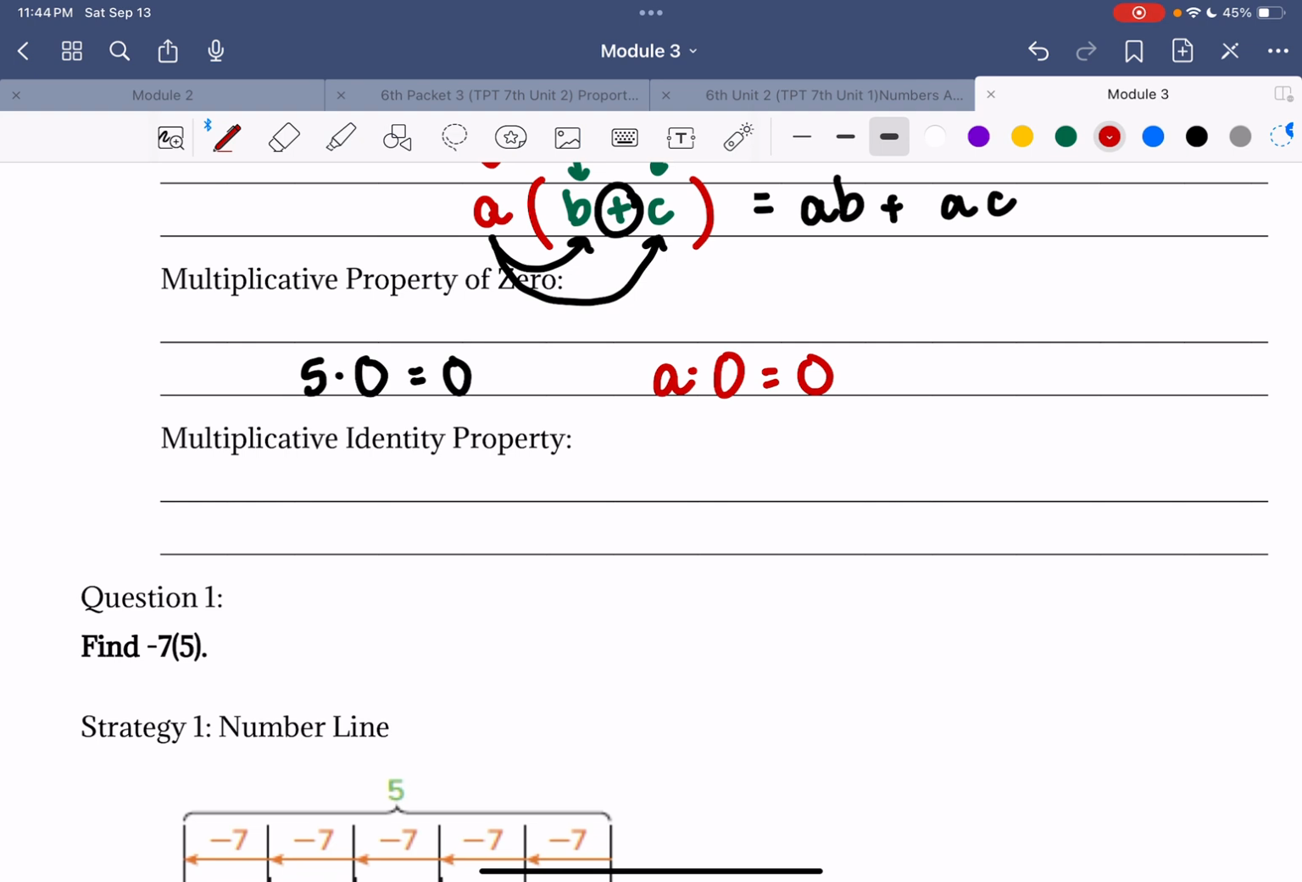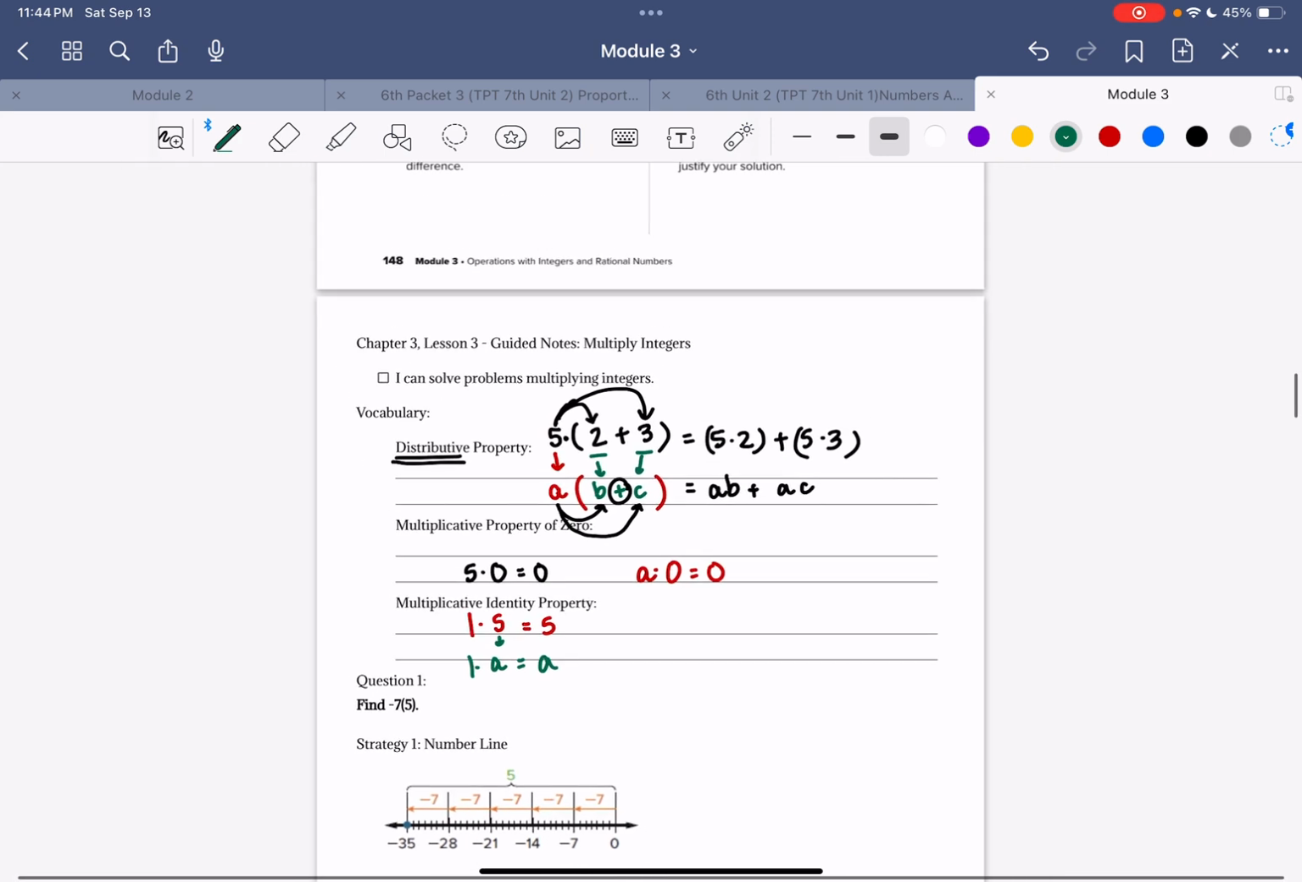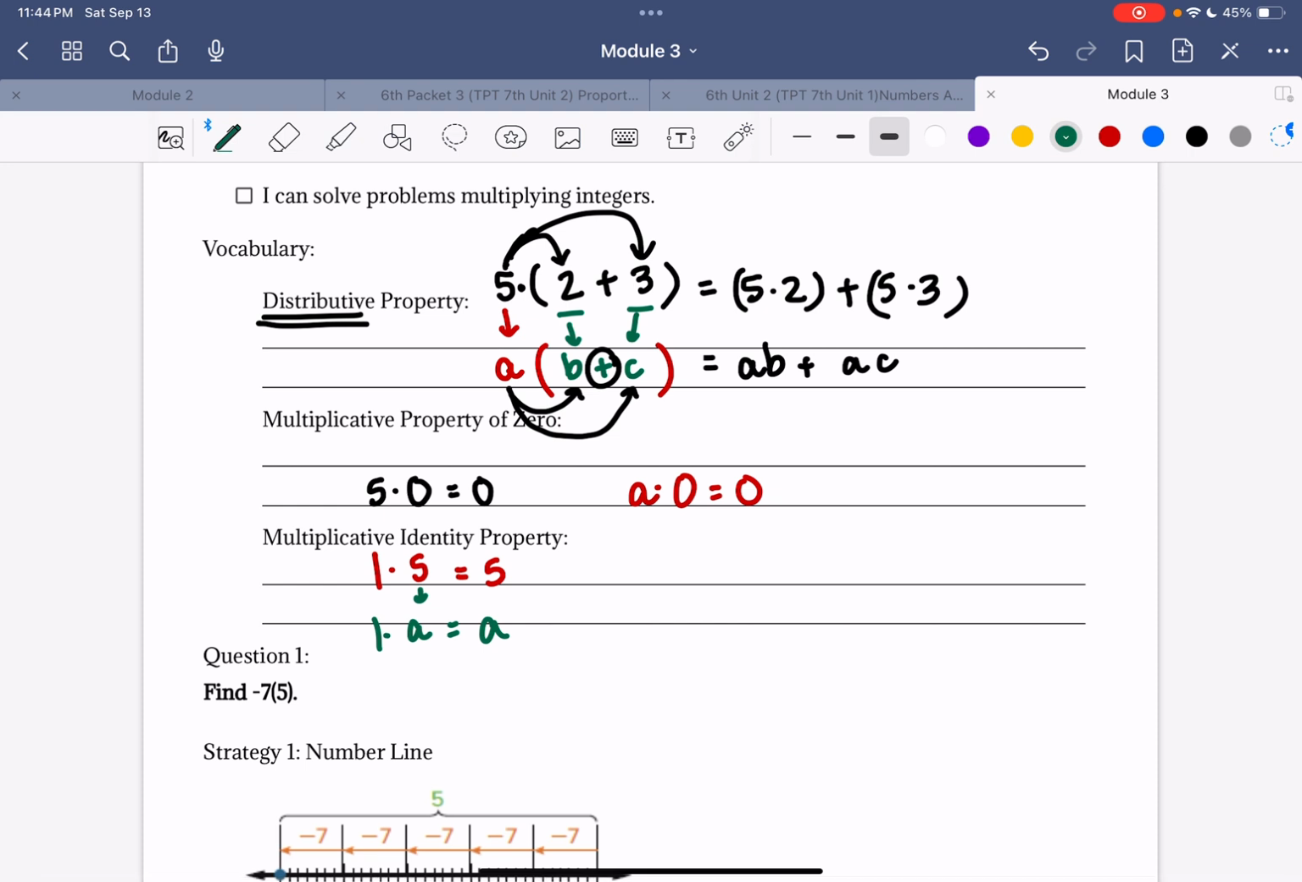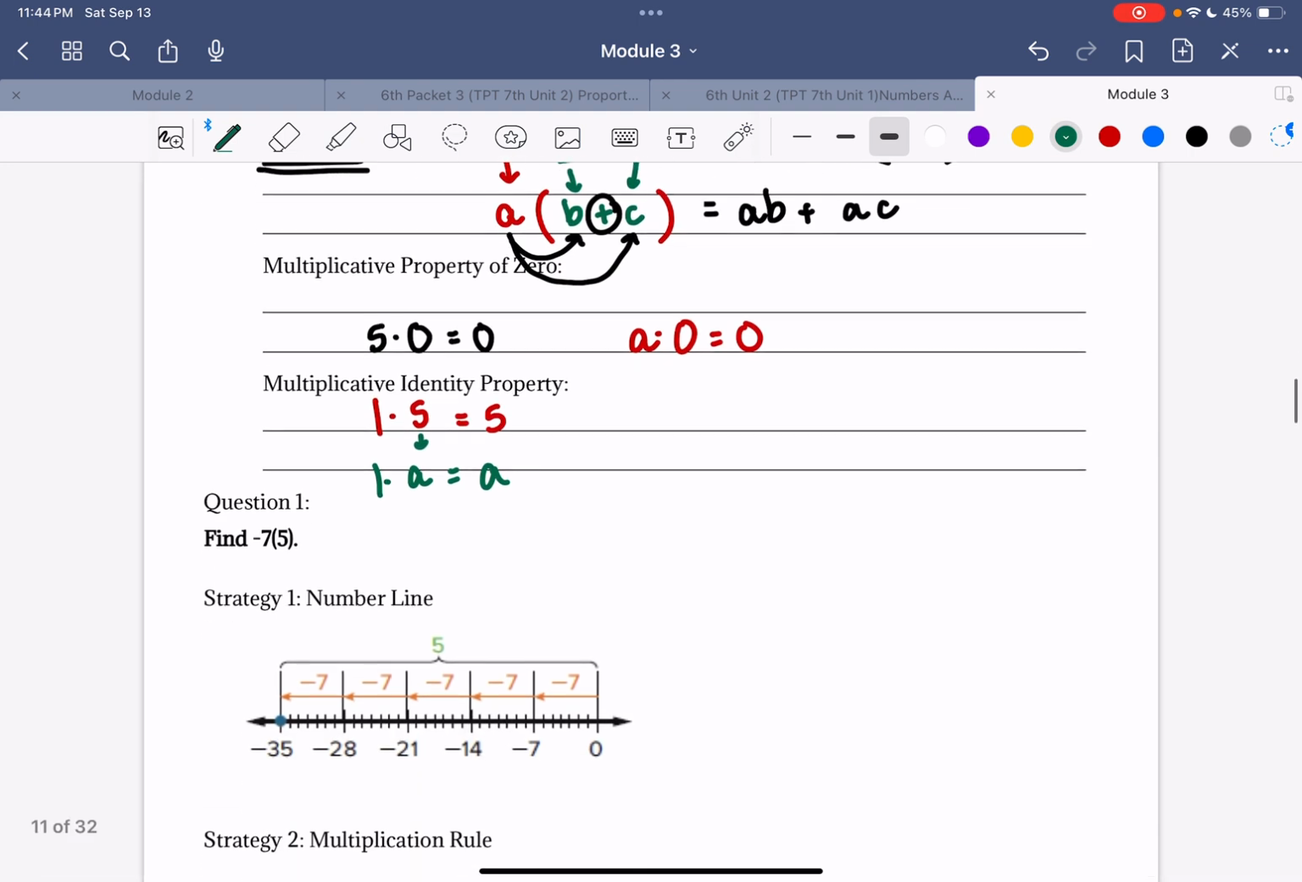Okay, the last one is multiplicative identity property. So that means if you have a 1 multiplying by any number, say 5 again, then you're just going to get 5 back. Okay, and that 5 could be any number, so I'll use the letter A to represent that. 1 times any number A, we'll call it A, gives me that same number A back, okay? All right, shelf that there, leave it there for now, and then we're going to jump into multiplying now.